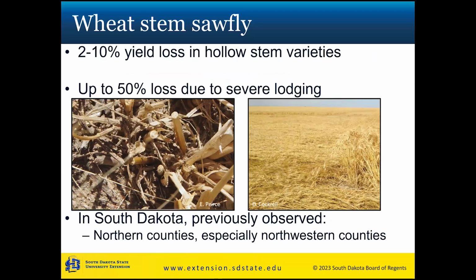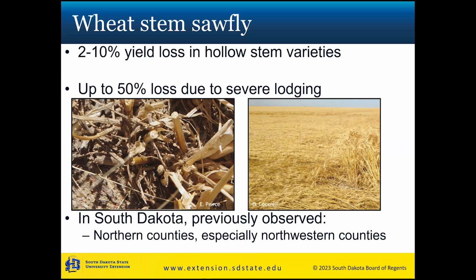So what do these really do? Well, they cause lodging as well. Some of the reports that we were getting were lodged wheat, and that was being attributed to wheat stem sawfly. These things by themselves in our hollow stem varieties can cause 2 to 10% yield loss, and they can cause up to 50% loss due to severe lodging. And so we want to avoid that.